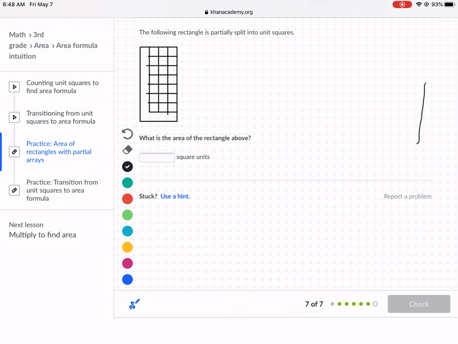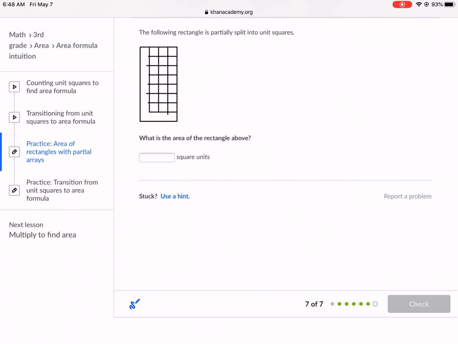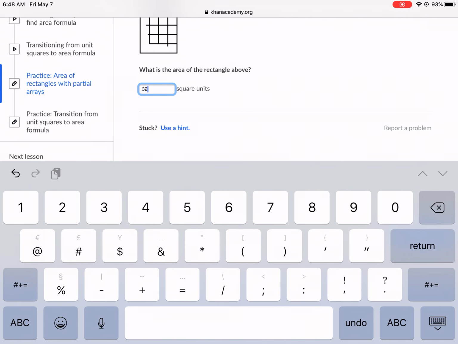Bingo. Let's roll. Next question. Last one. The following rectangle is partially split. We have 1, 2, 3, 4, 1, 2, 3, 4, 5, 6, 7, 8. 8 times 4, 32. Punch it, we're done.